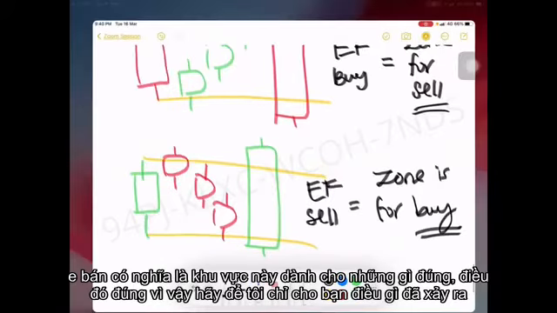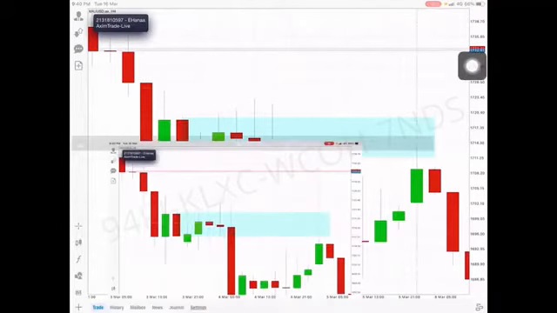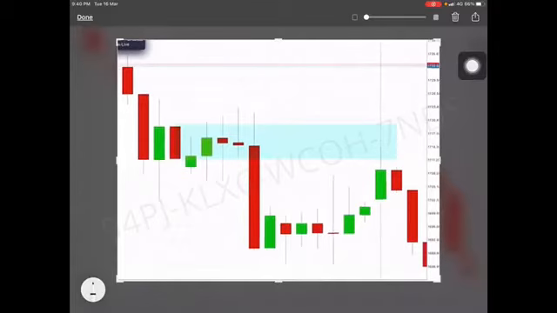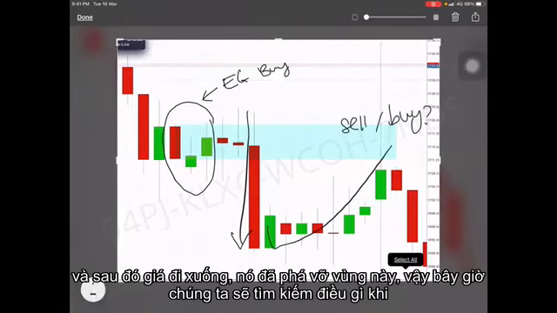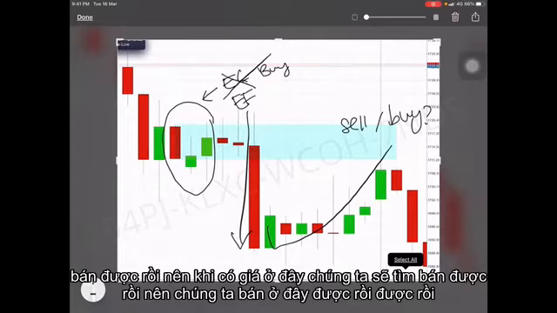So let me show you what happened at this zone. So look at here. Okay, so look at this zone. So this is engulfing buy at first, right? Yes. And then the price broke downward. It broke the zone. Okay? So now what are we going to look for once the price comes here? Sell. Yes, so we're going to look for sell. Okay, so we sell here.